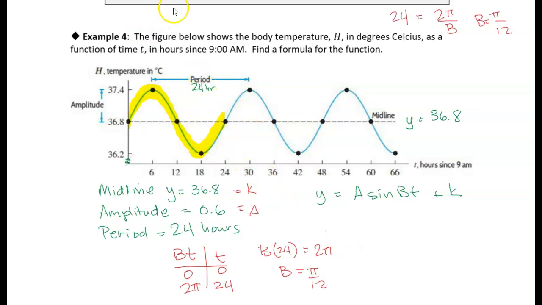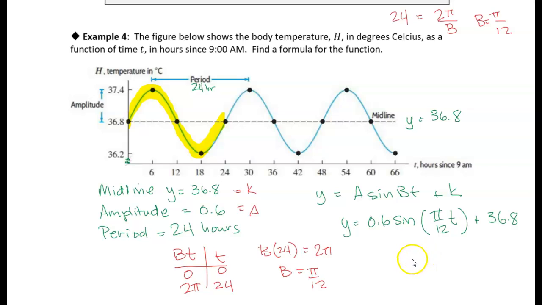And the function that describes this graph is y is equal to, it looks like, the amplitude is 0.6, sine of pi over 12 times t, and then plus the k value, which is plus 36.8.